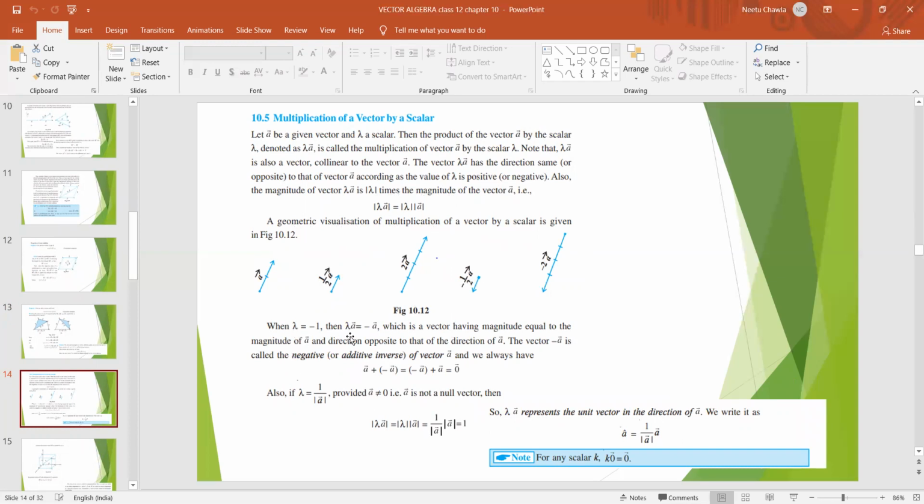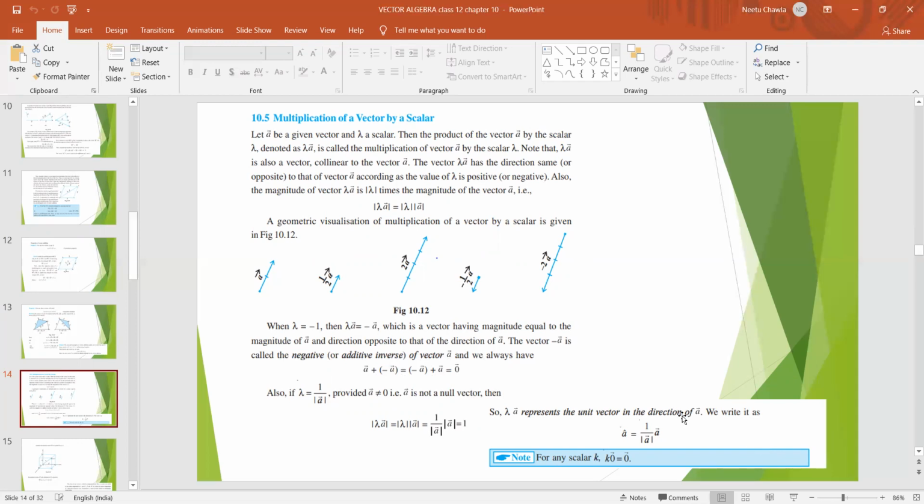So here when lambda is equal to minus 1, then lambda A is equal to minus A vector, which is a vector having magnitude equal to the magnitude of A vector, but the direction is opposite to that of A. The vector minus A is called the negative of vector A, and we always have a positive vector. If we add it to the negative vector, we'll be getting a zero vector.